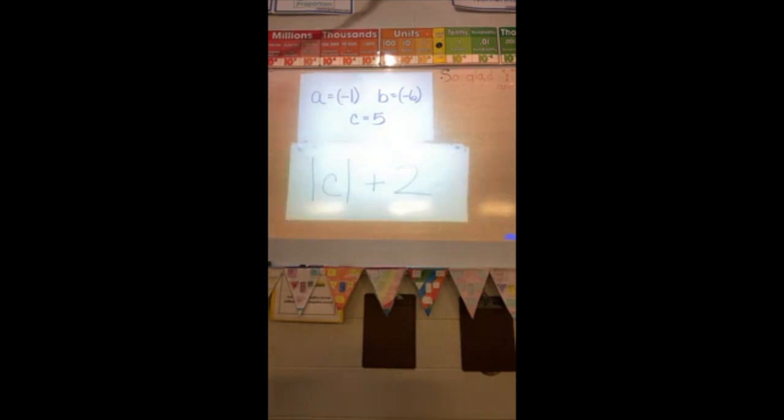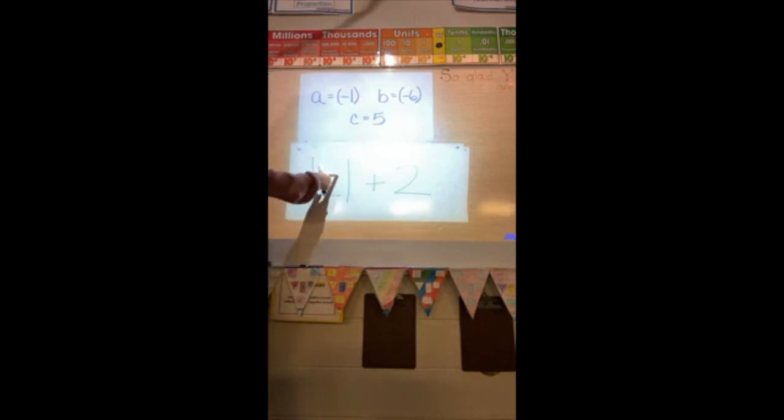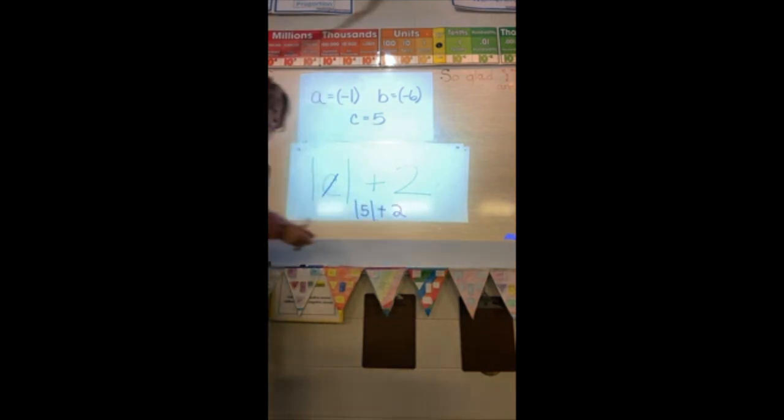Using -1 for A, -6 for B, and for C, we're going to substitute 5. So we have the absolute value signs, so the absolute value of C plus 2. Let's rewrite it, take the variable out, and put in a 5 in place of that C. So we now have the absolute value of 5 plus 2.